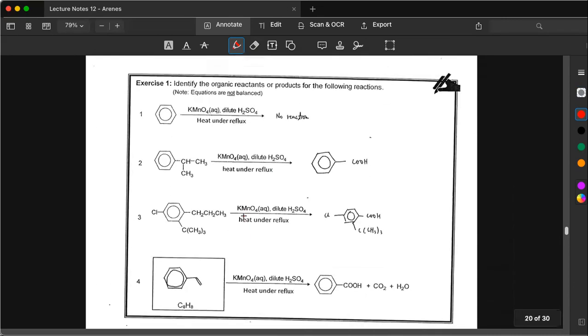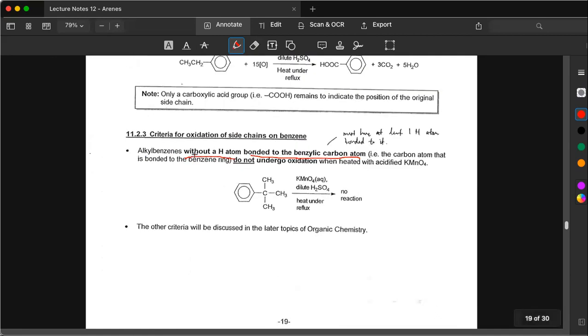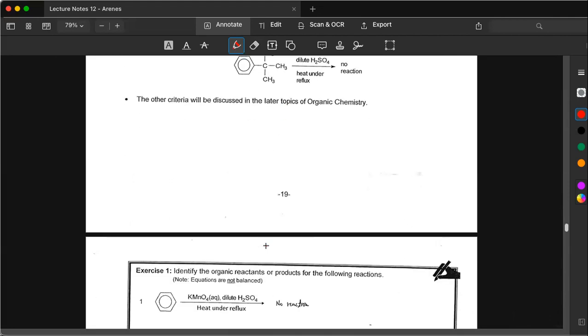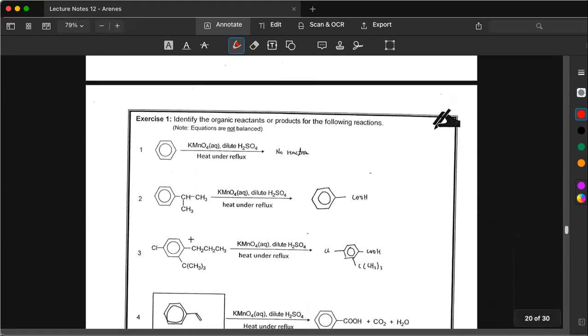So you can cover the answer first and try yourself. Ignore the balancing, all right? So, no reaction. Yes, because you have a H here. Wait, there is, right? Yeah, no, this one cannot, because no H is bonded to the benzylic carbon atom. Here got no H at all, so cannot. Here at least got one H, so at least you have a H here. So still can.